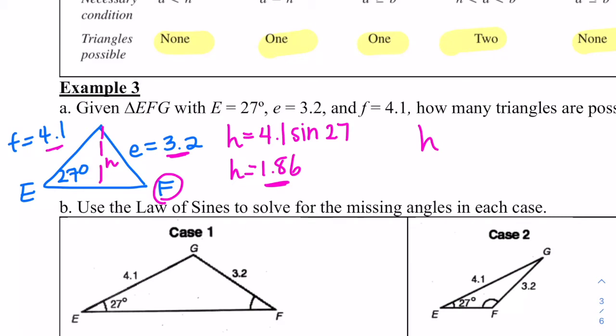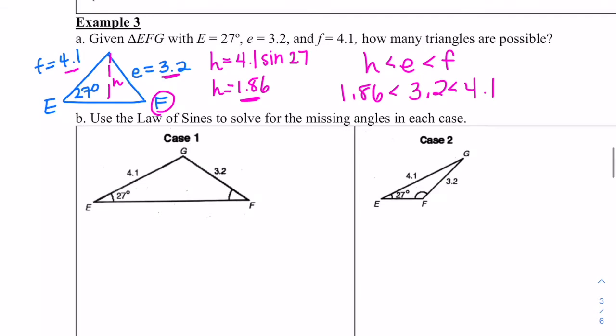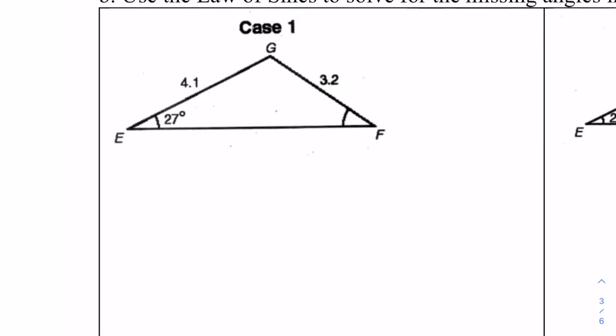So when H is less than the opposite side and less than the adjacent, we know that we're going to have 2 triangles. Because what potentially can happen is that we can have this opposite side swivel out, and F will be acute, or it can swivel in, and F could be obtuse. So this is when we're going to have two different triangles. And you can see them right down here, case 1 and case 2, how they're drawn. So let's first figure out what's going to be the measure for F when it's acute.